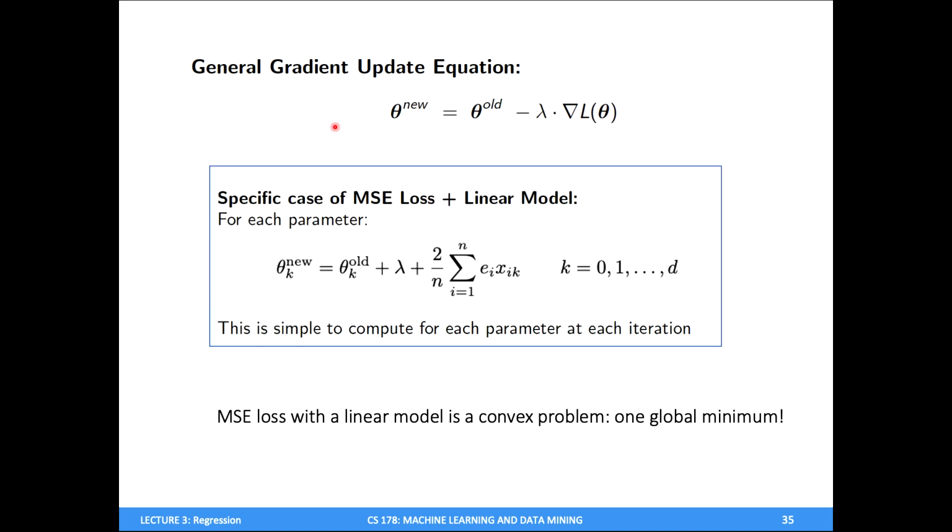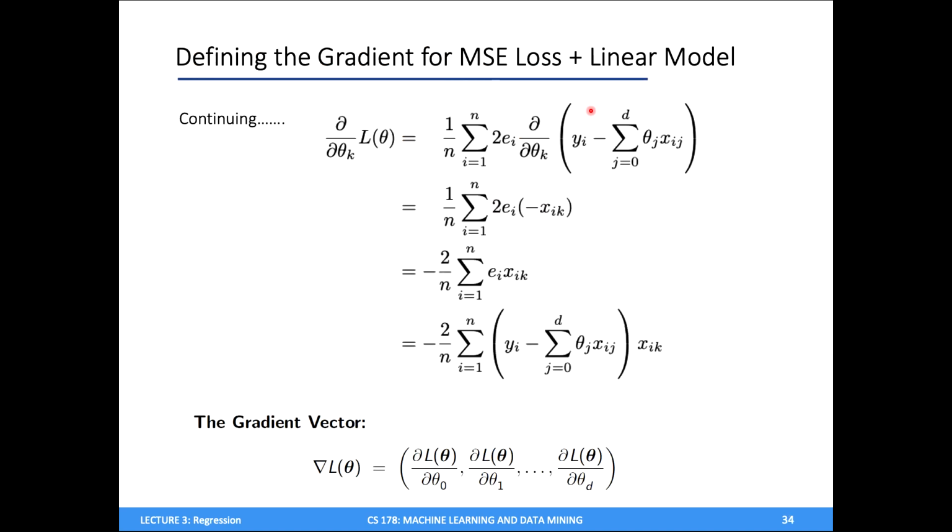Okay, other questions? It should be plus, so we have a minus lambda times the gradient. And if we go back here, we actually have a minus sign for the gradient.